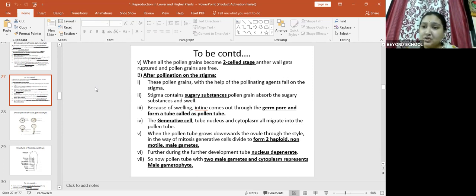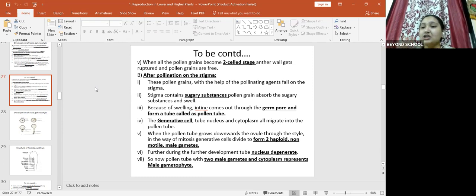Now further development is going to be carried out, and the nucleus which has travelled with the generative cell, जो generative cell के साथ nucleus travel किया, वो nucleus धीरे धीरे degenerate हो जाएगा, गायब होने लगेगा, and the male gamete will remain as it is in the pollen tube, because it is consisting of a male gamete in a pollen tube.